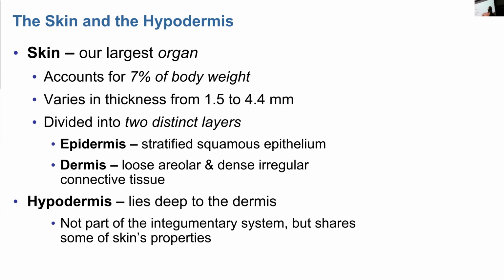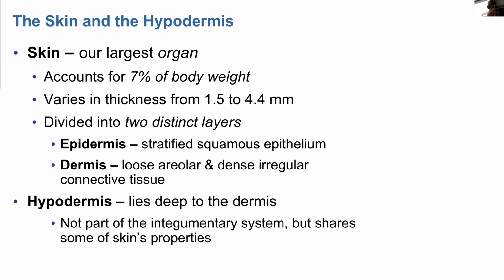The epidermis is composed of stratified squamous cells. So that's the drawing that you just saw up here, where you have these layers of flat cells on top of each other. Whereas the dermis is composed of two kinds of connective tissue, the loose areolar and dense irregular connective tissue. We'll get into more detail about those coming up, and you'll see examples of this in your lab next week as well.